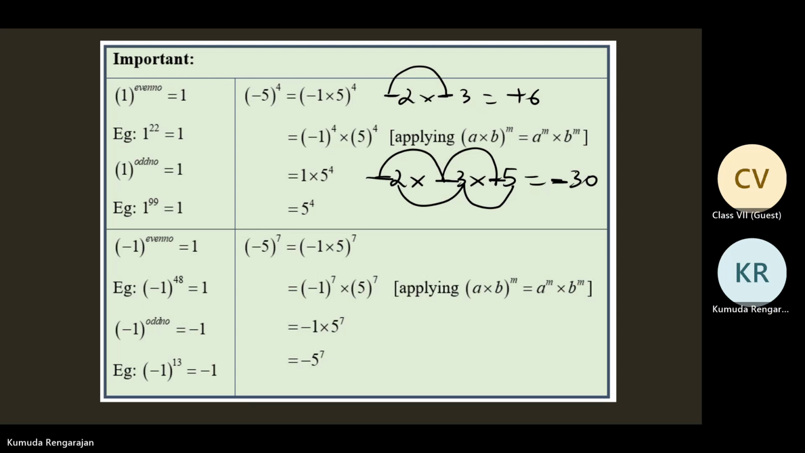So when you count the number of minus signs, if it is even, the product will be positive. If you count the number of minus signs, if it is odd, then the product will be negative.